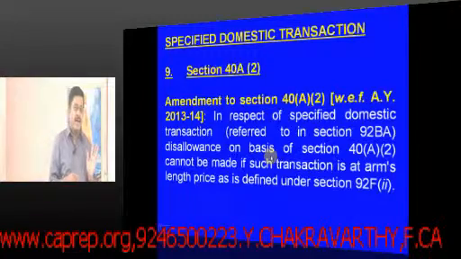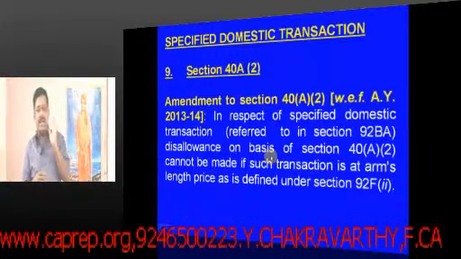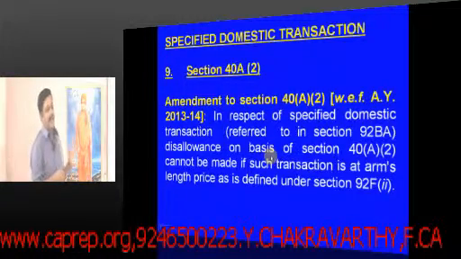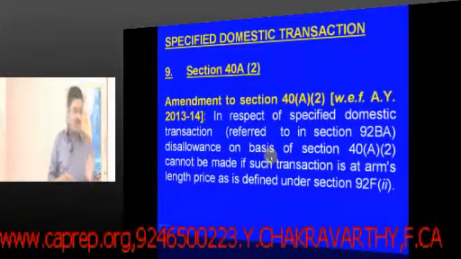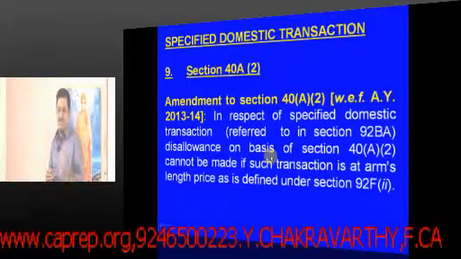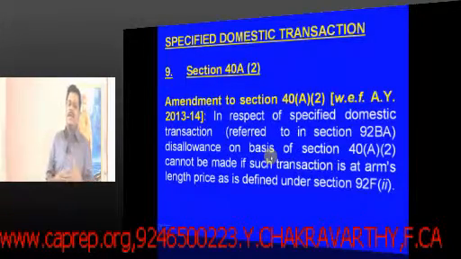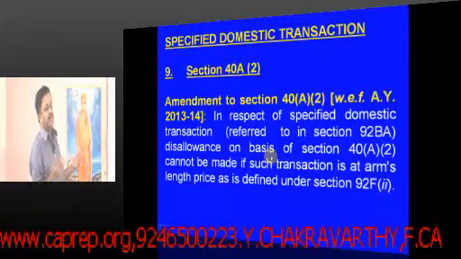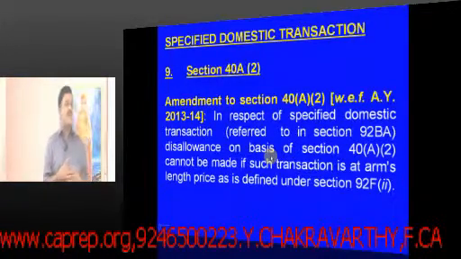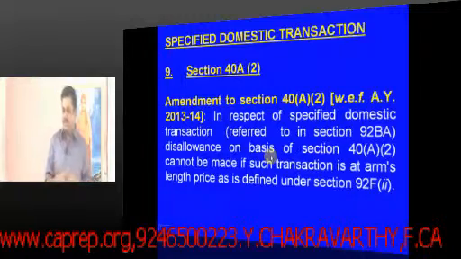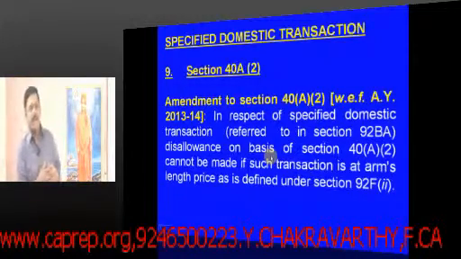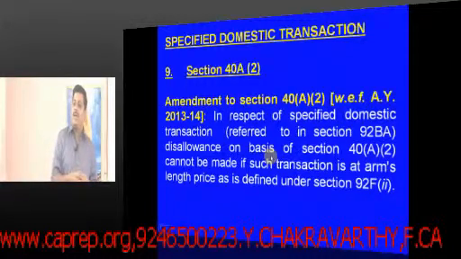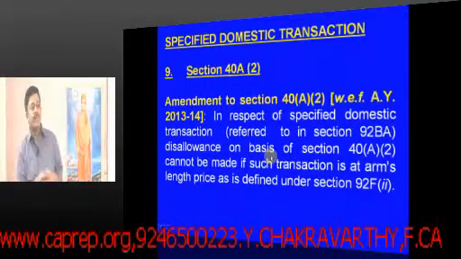says that if the transaction is with a related party and is done at a price which is unreasonable and excessive, then naturally the assessing officer can disallow the amount to the extent it represents unreasonable and excessive payment. That is to say, let us suppose I am running an academy for CS students.